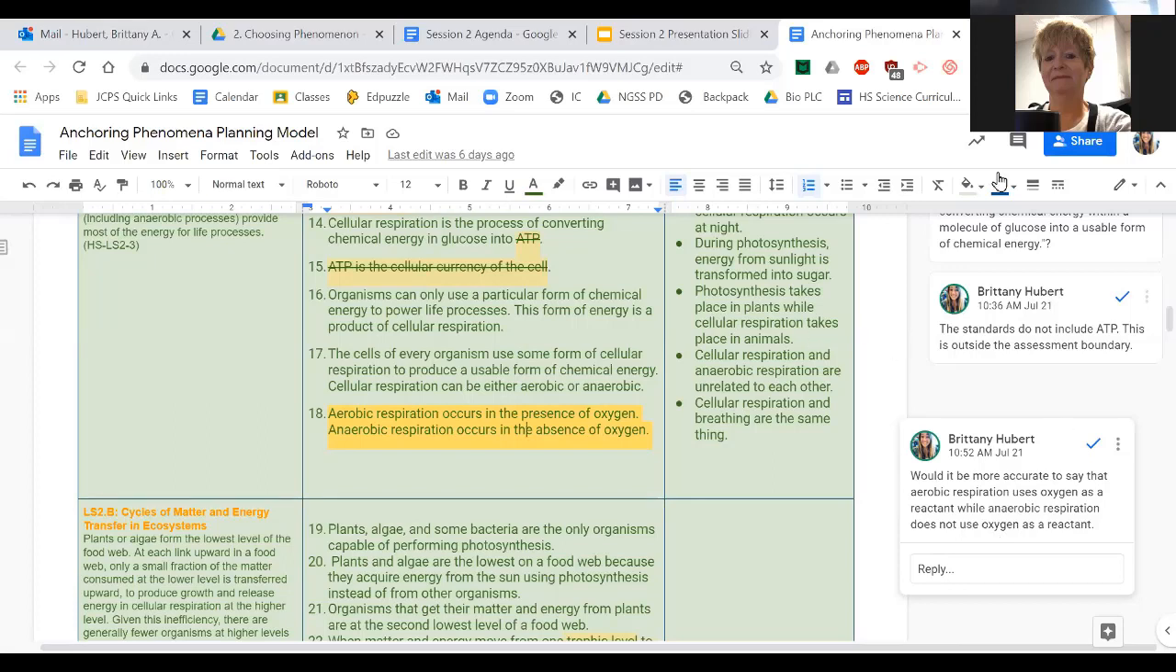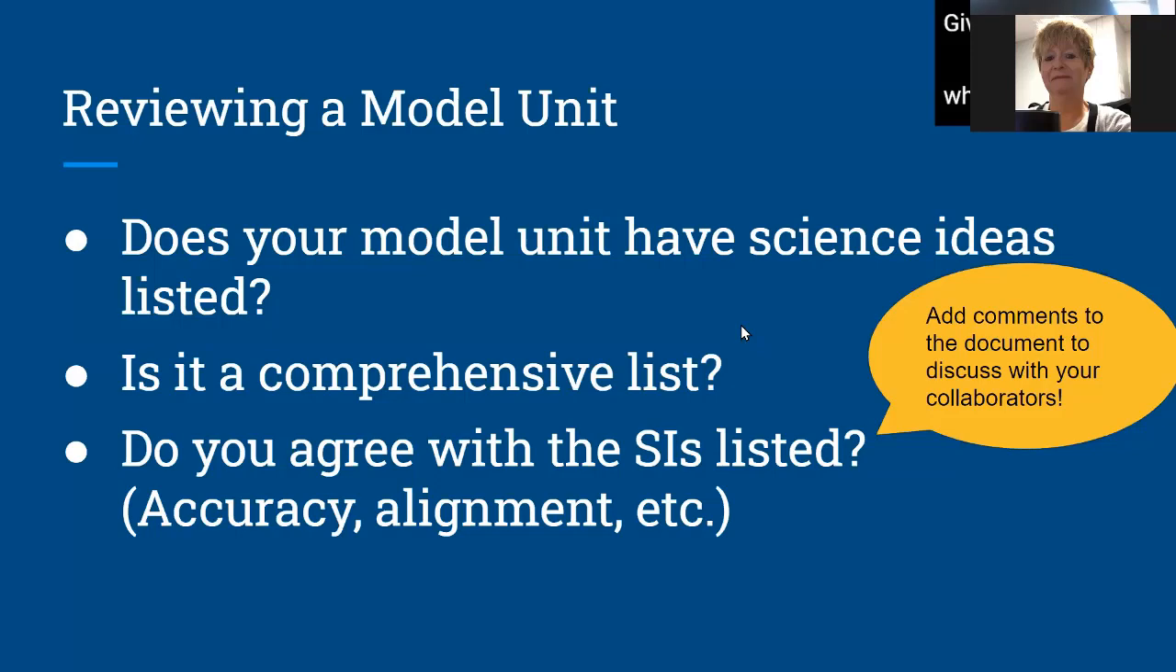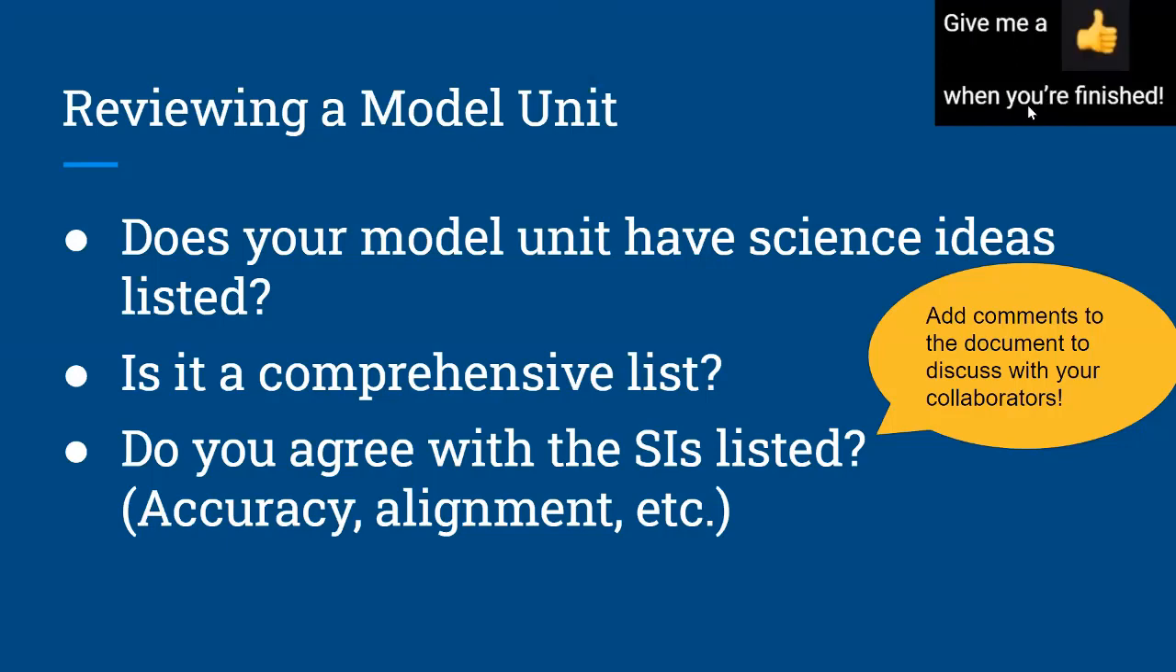And so what I am going to have you do now is look at your unit. Does your model unit have science ideas listed, or is it a comprehensive list? Do you agree with the science ideas listed? Are they accurate? Are they aligned with the PEs? You can add comments to the document to discuss with your collaborators. So if there's something you think should be added, or if there's something that you think shouldn't be there or isn't aligned, go ahead and add those comments. It'll foster some discussion on your collaborative task later.